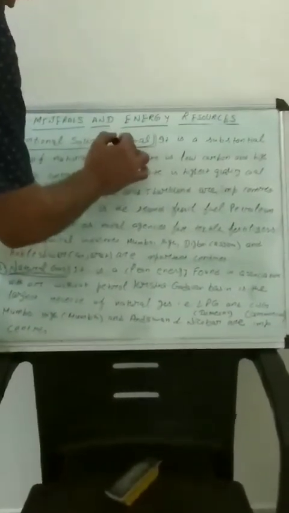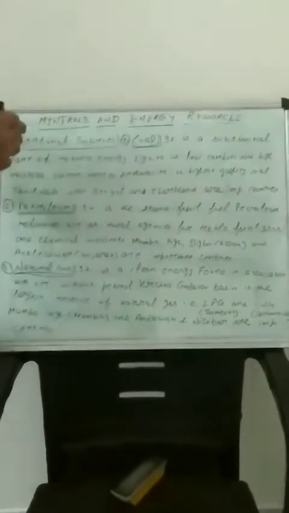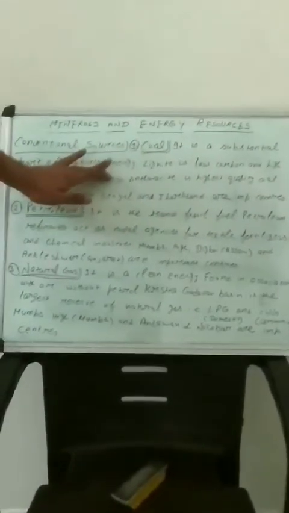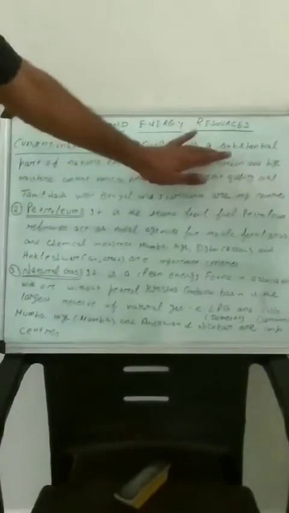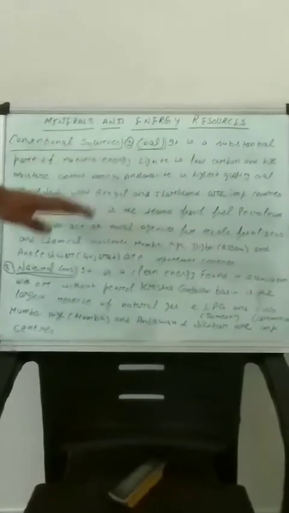Which are the conventional sources? Number 1 point is coal. Coal is the first fossil fuel, as we know. It is a substantial part of a nation's energy. Why a substantial part? Because before we used other sources of energy, coal was the only source of energy we had to run our machines or engines.